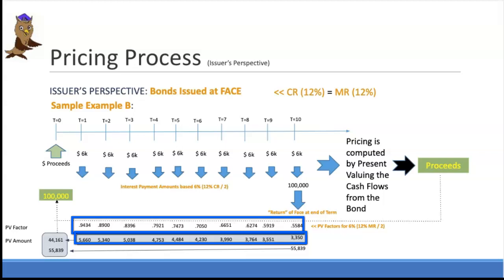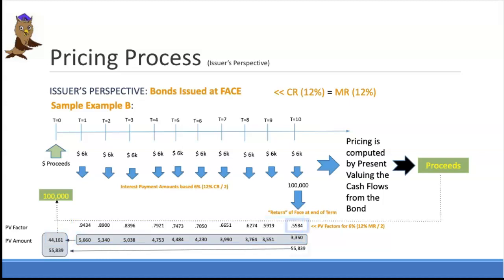Summing up the PV of the interest payments results in a total PV of $44,161. The PV of the face, also at 6% from t equals 10 back to t equals 0, results in $55,839. Summing up the PV from the interest payments and the PV from the face gives us a total PV of $100,000. Again, we already knew that there would be no need to compute this price actually, because the CR equals the MR.